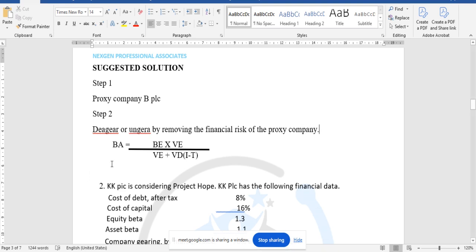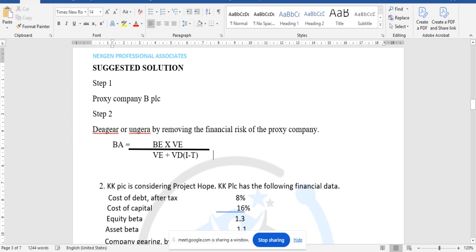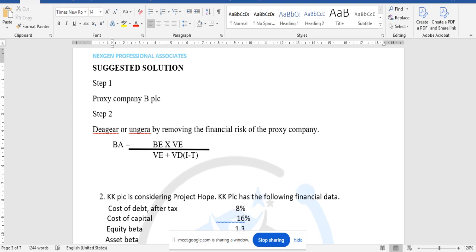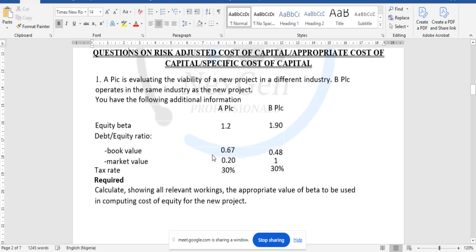Okay, now if this is established, we go on. First of all, let's bring out our variables. Don't forget, everything is for the proxy company. BE is the equity beta for the proxy company. Now, what is the equity beta for the proxy company, class?